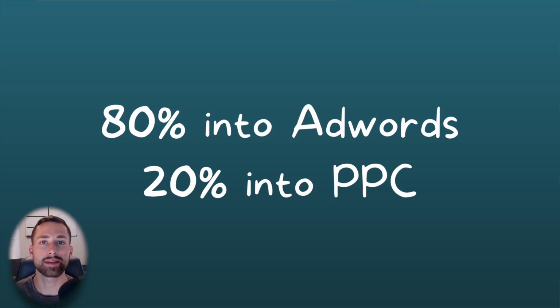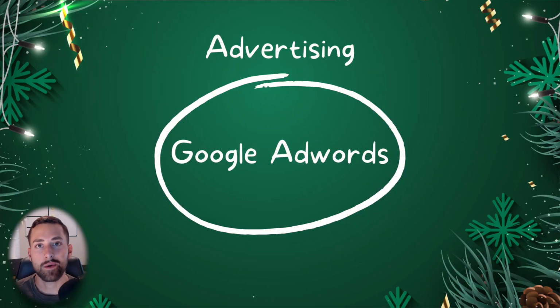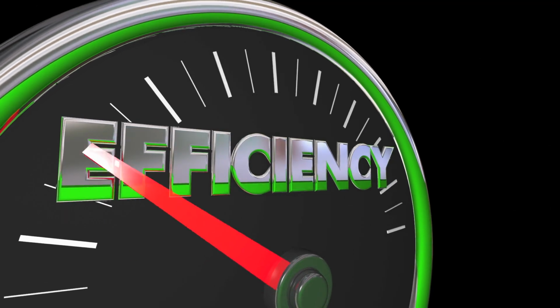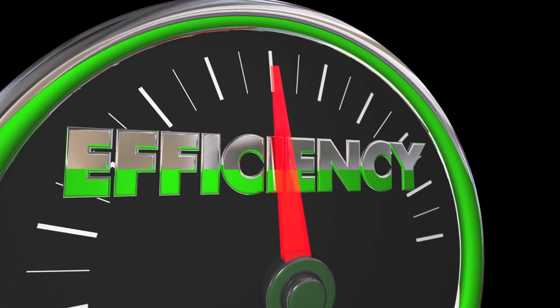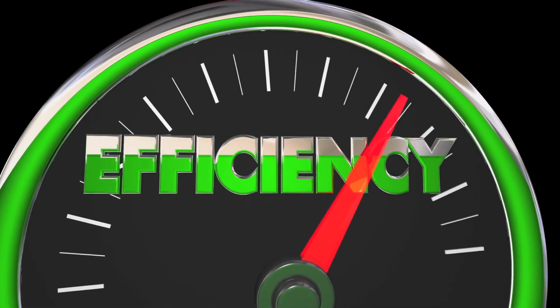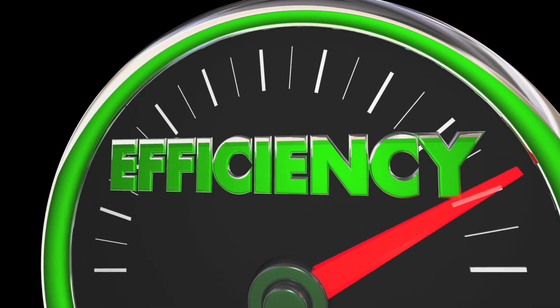So I put 80% of my advertising budget during the holiday season into Google AdWords and 20% into Amazon pay-per-click advertising. Now, I'm sure you're asking the question, why do you do that? Why do you entirely flip your strategy on how you advertise and which platform? What I've found over the past couple of years is that during the holiday season, the competition for Google AdWords is not as great as it is on Amazon.